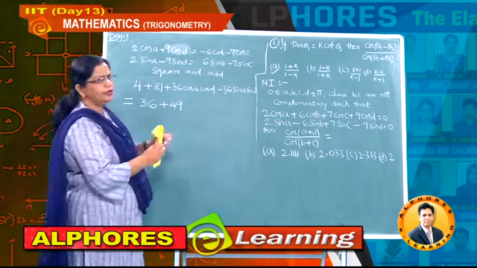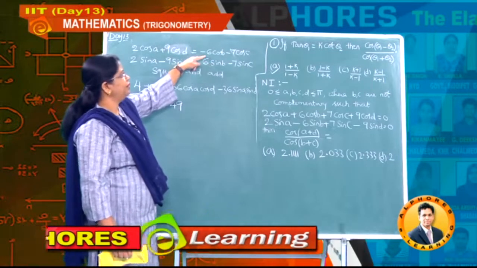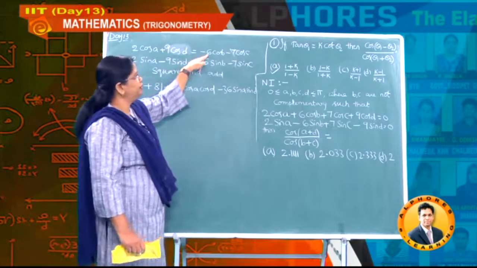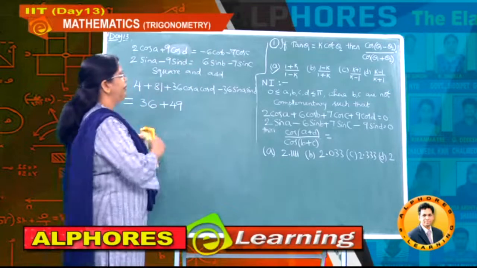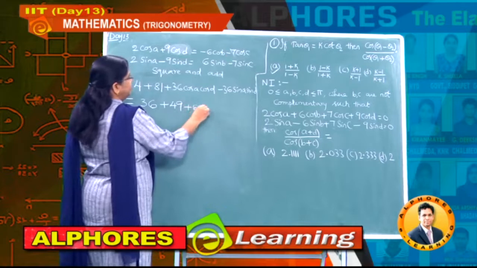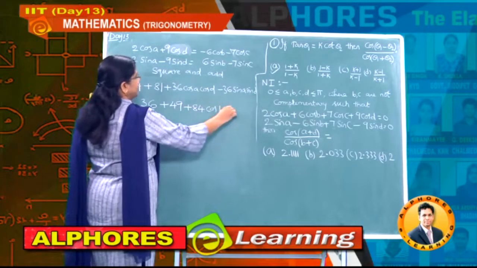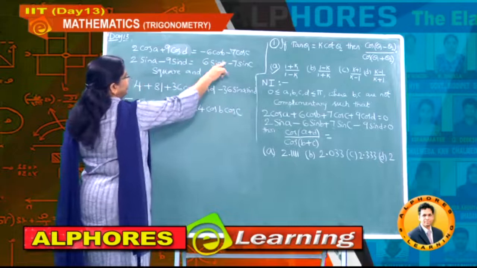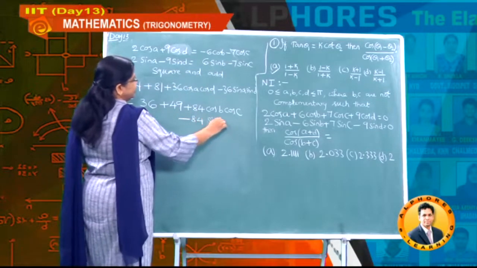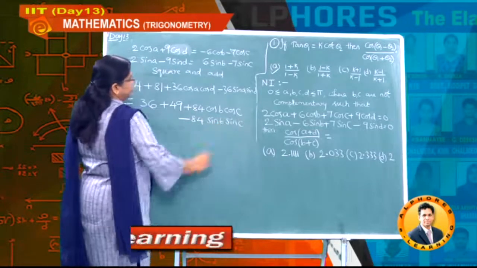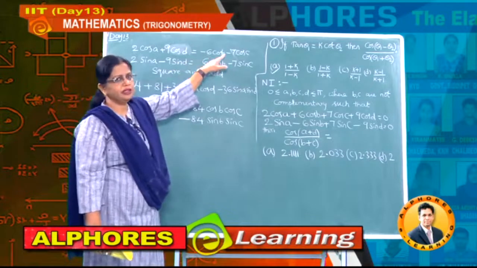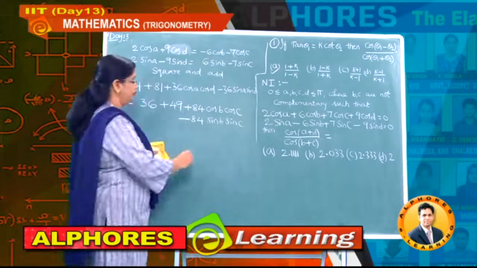In the same way, now the 2AB term: 6 into 7 is 42, 42 into 2 is 84. Therefore minus into minus becomes plus, 84 times cos B cos C, and next, in the same way, minus 84 times sin B sin C. Got it? If you use this kind of A minus B, or here minus minus, it comes under A plus B whole square.